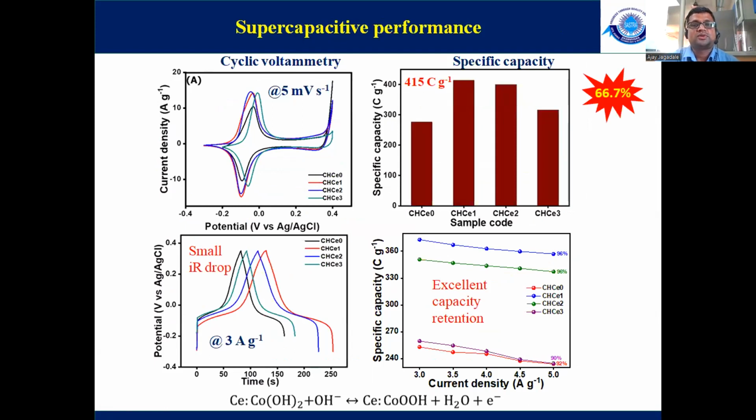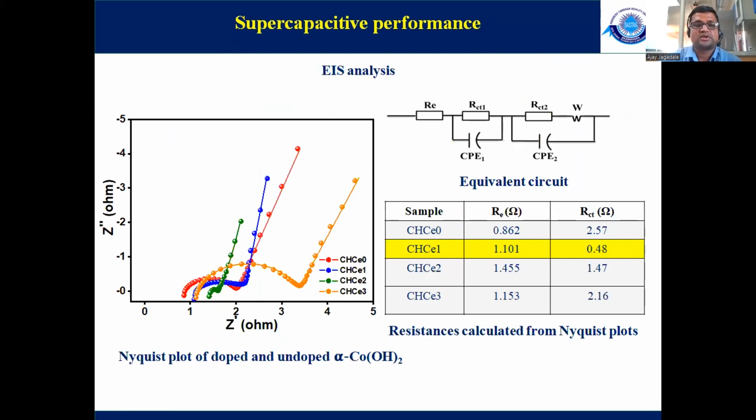Supercapacitor performance was carried out using cyclic voltammetry and galvanostatic charge discharge. And we found that the specific capacity of 1% cerium doped cobalt hydroxide increased by 66.7%, and the maximum specific capacity is obtained as 450 coulomb per gram. And we got very small IR drops. It also indicates good conducting behavior of the sample. So this is the electrochemical reaction corresponding to the charging and discharging process of cerium doped alpha cobalt hydroxide.